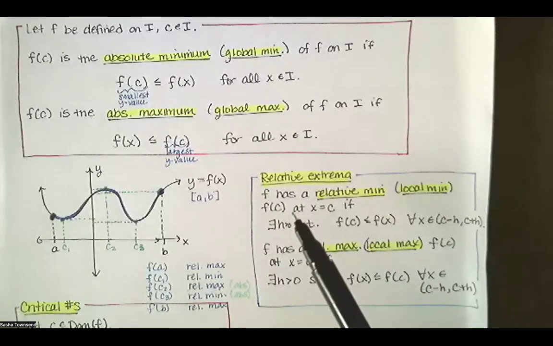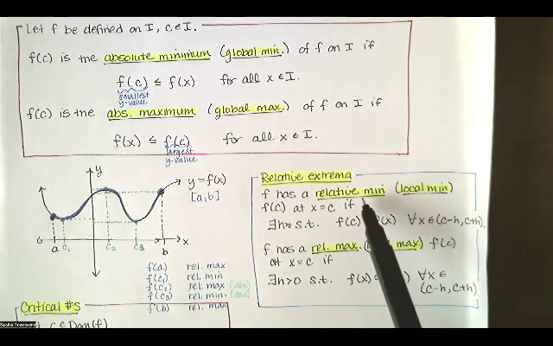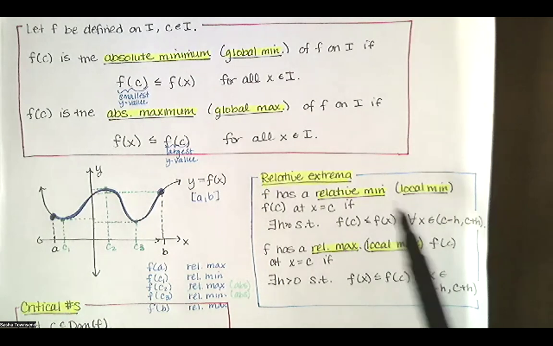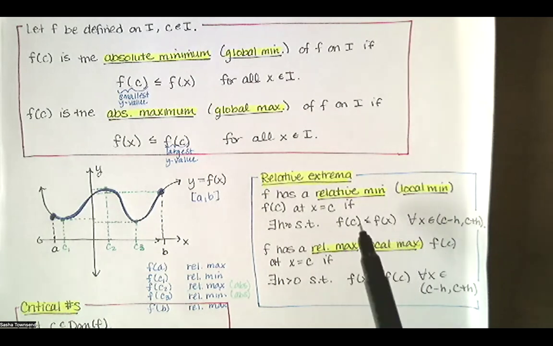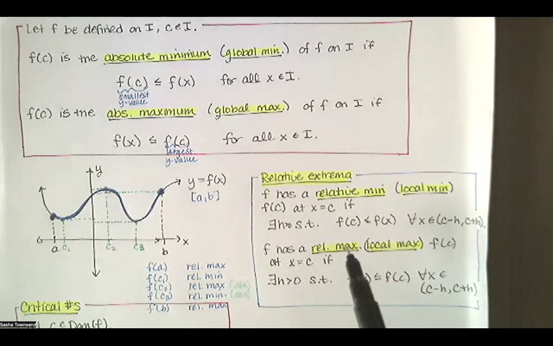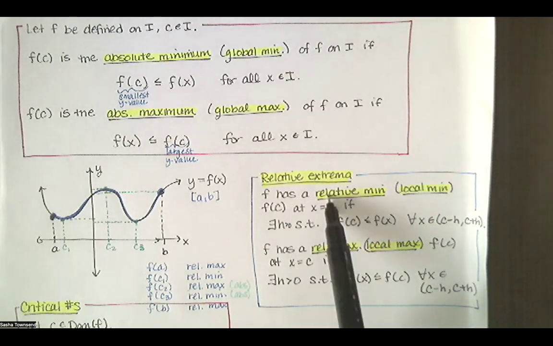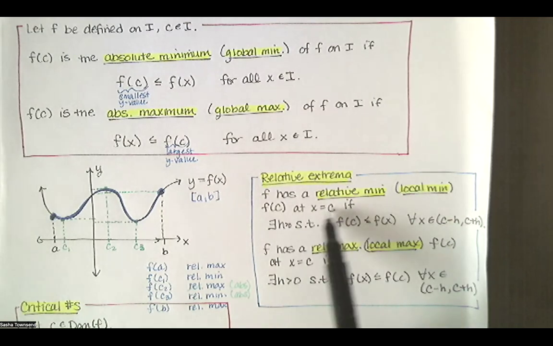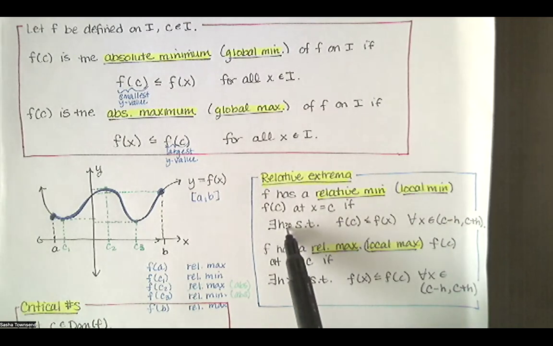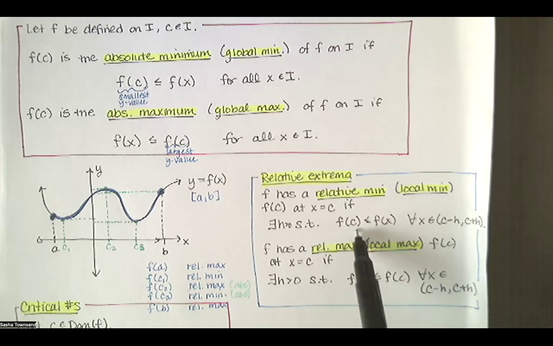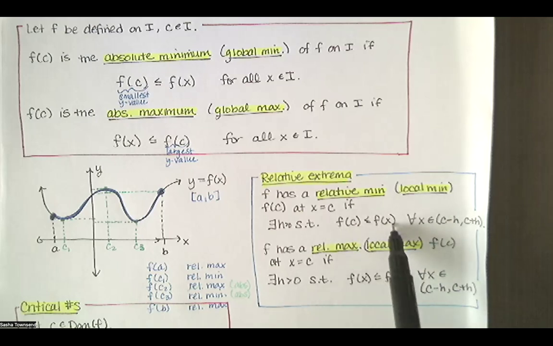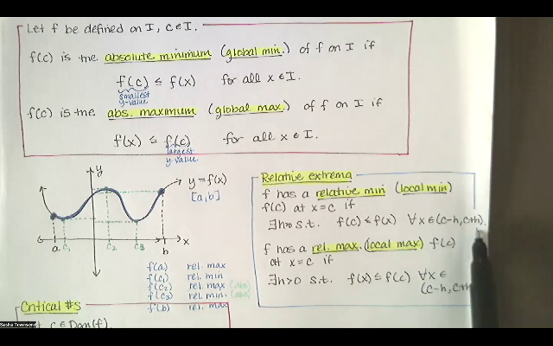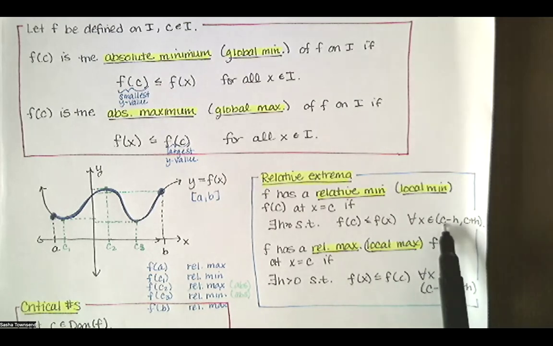Now, when it comes to relative extrema, we're talking about the lowest point or the highest point, the lowest y value or the highest y value in some neighborhood. So we say that f has a relative minimum or a local minimum, f of c at x equals c, if there's some h value greater than 0 such that f of c is less than or equal to f of x for all x value in some interval centered at c.